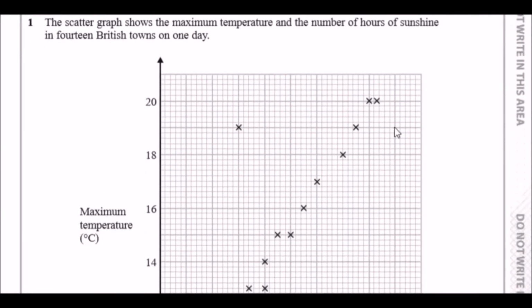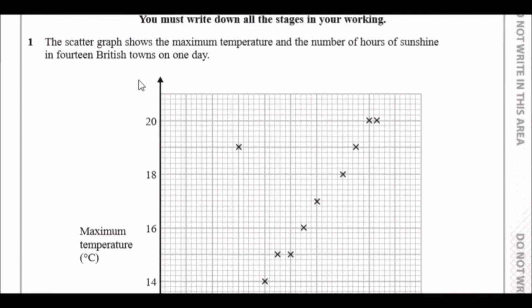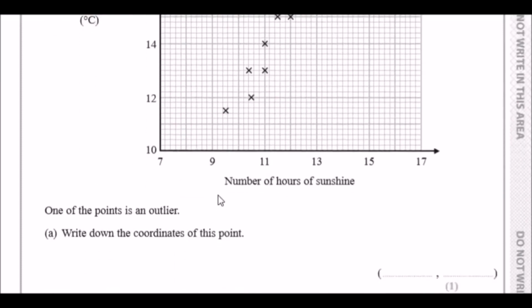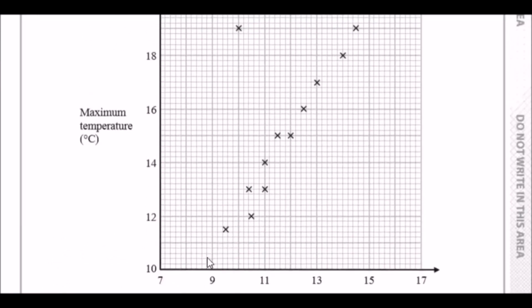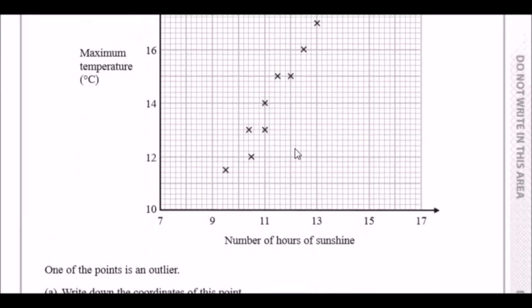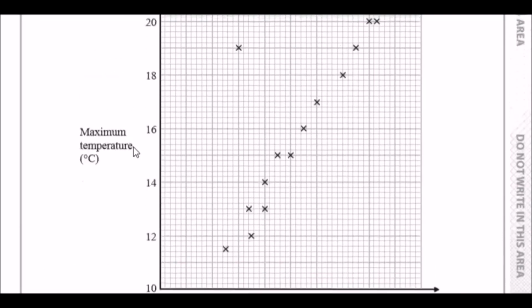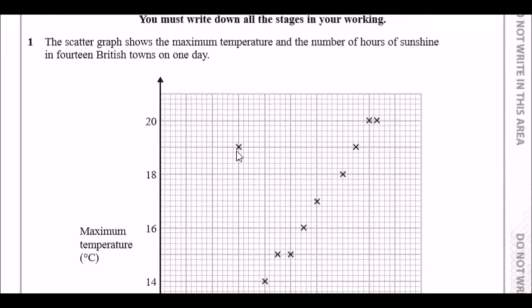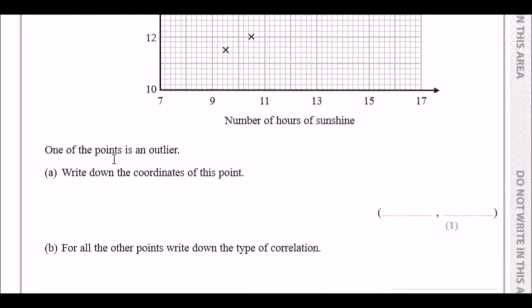So number one, what do we have? The scatter graph shows the maximum temperature and the number of hours of sunshine in 14 British towns on one day. So here we go. So far it seems to be a positive correlation, as the number of hours of sunshine increases, the temperature will also increase, or vice versa. And one outlier seems to be here. So one of the points is an outlier, right down in the corner.